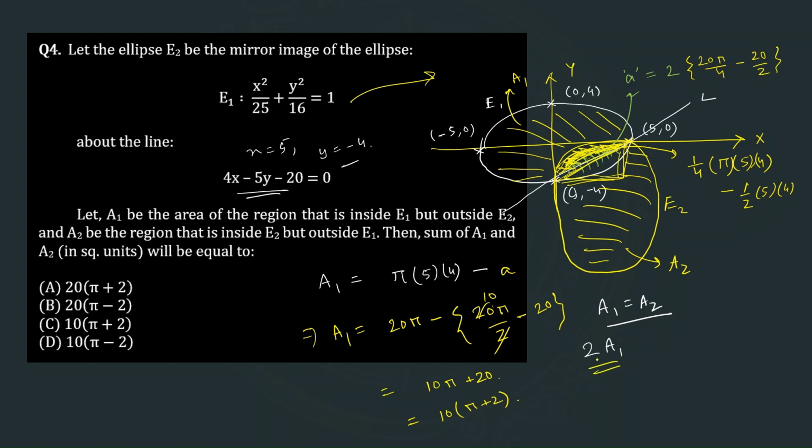Now we have to calculate 2A1. So 2A1 we can multiply by 2. It becomes 20 into pi plus 2. This is our answer. That means option A will be the correct option for this question. I hope you understood the concept that has been used in this question.